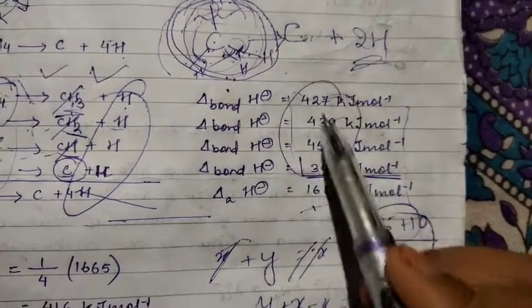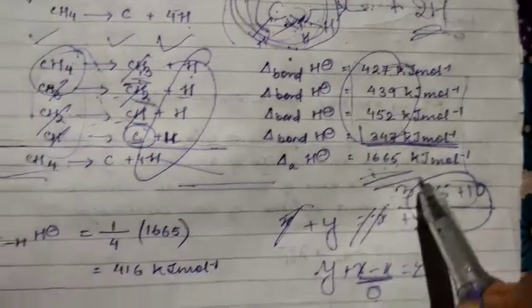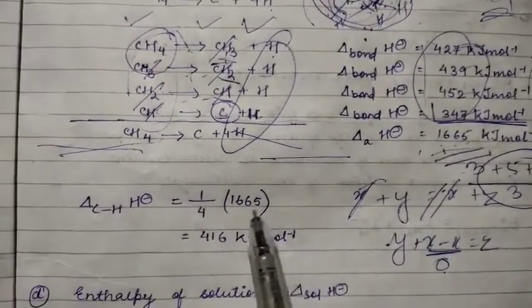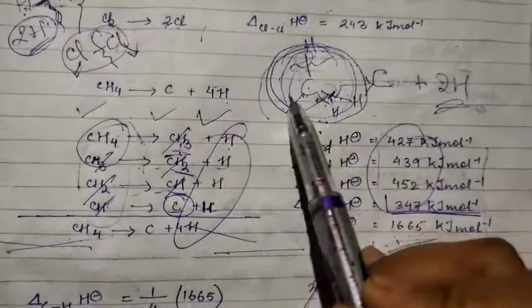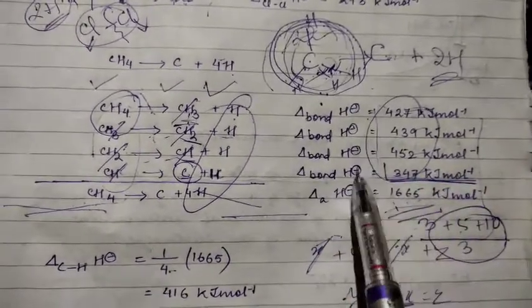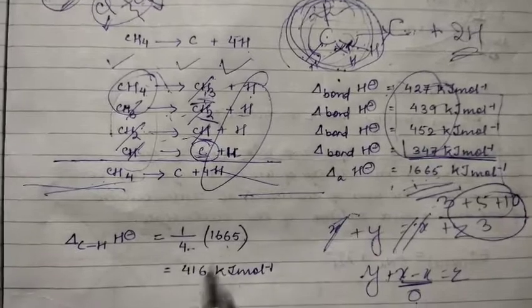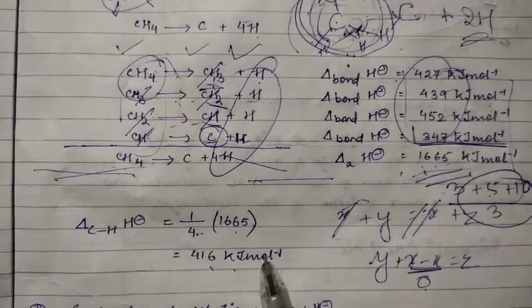If I add all these, I will get 1665, and the average I will take what? Divided by 4, because here you see 4 bonds were there, no, and 4 values are also there, so divided by 4 you will get 416 kilojoule per mole.